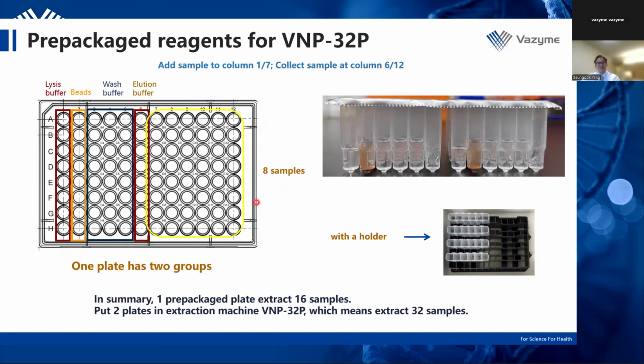And all the necessary reagents like lysis buffer, beads, wash buffers, and elution buffers are already pre-filled in the well. So there's no need to prepare anything manually. So if you load 2 plates into the machine, then you can extract a total of 32 samples at once.